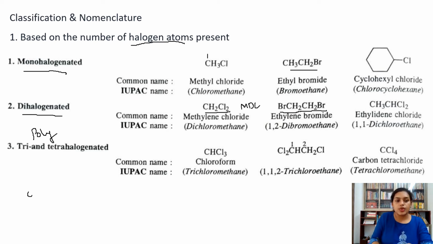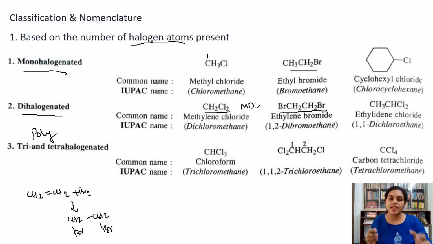We know that CH2=CH2 is ethylene, and here bromine is added to give CH2Br-CH2Br. So this is considered the bromide of ethylene. Therefore the common name is ethylene bromide, and for the IUPAC name, these carbons are similar, so we can start the numbering from anywhere. So this is 1,2-dibromoethane.